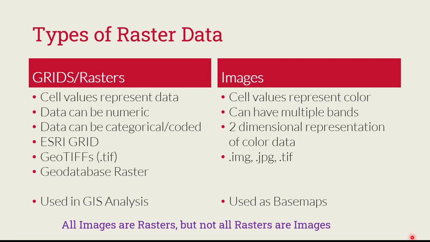The data is going to be numeric. The data can also be categorical or coded, like I just mentioned. They're often stored as Esri grids or as geotiffs, or inside of a geodatabase as a raster data set. In raster images, the cell values represent color or a reflectance value. They can have multiple bands, but they are just a two-dimensional representation of color data. You'll often see them with extensions of .img for an Imagine image file, .jpg, or .tiff, and there's actually a whole suite of different raster image file types out there now.